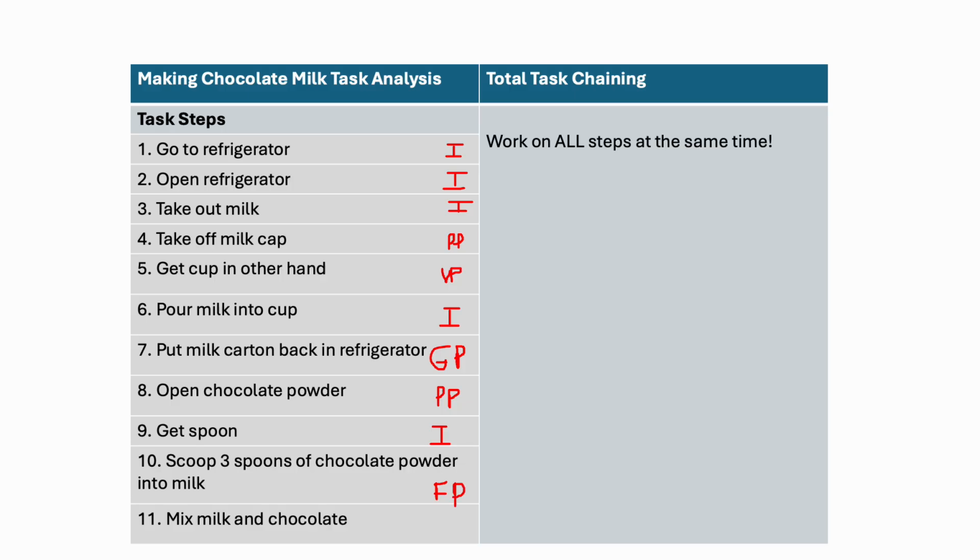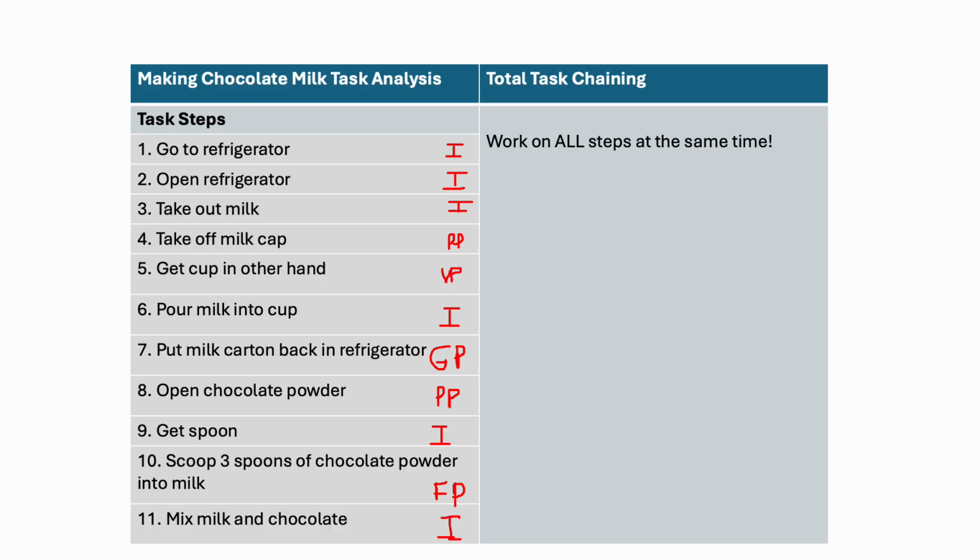Full physical prompt for step 10, which is scooping 3 spoons of chocolate powder into the milk and then mixing the milk. Maybe they did it independently. Okay, and then at the end they're going to get their terminal reinforcer for completing the entire 11 steps.